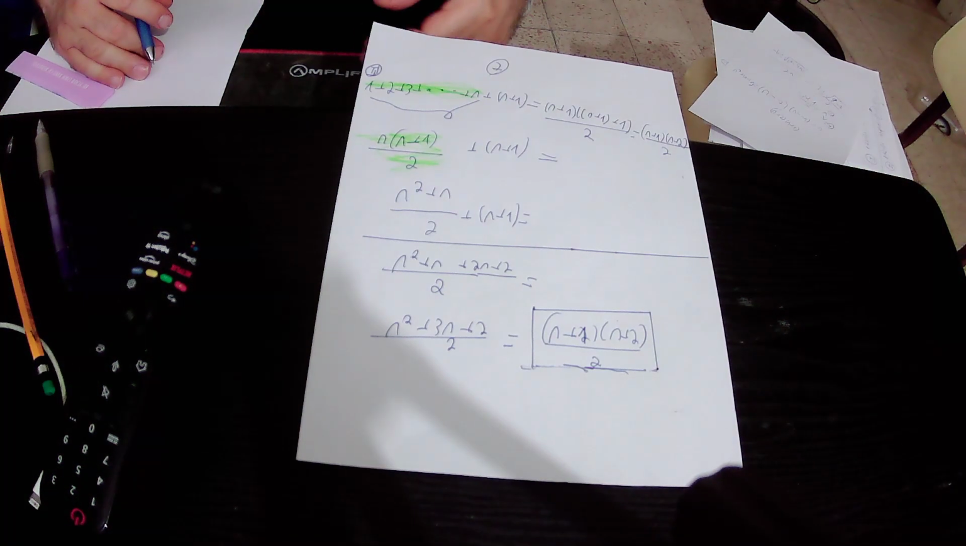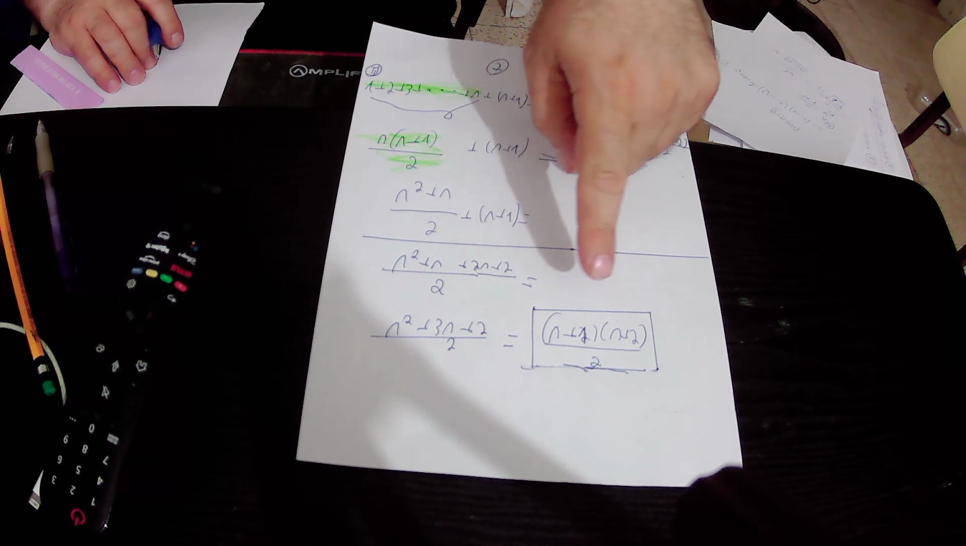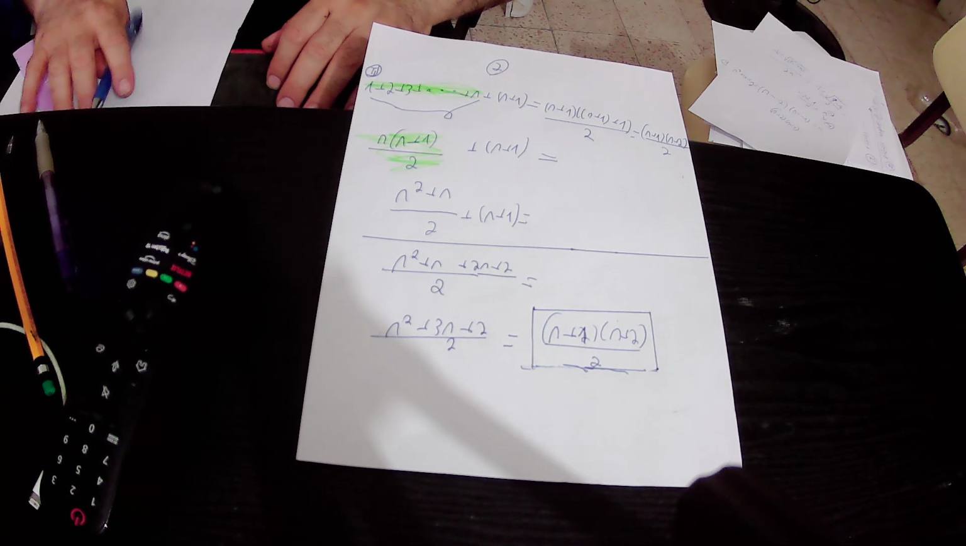So the last expression is n plus 1 multiplied by n plus 2 all divided by 2, and this is exactly what we needed to prove, that 1 plus 2 plus 3 plus n plus n plus 1 equals n plus 1 times n plus 2 all divided by 2. Okay, so that was the example for mathematical induction. Okay, thank you very much.